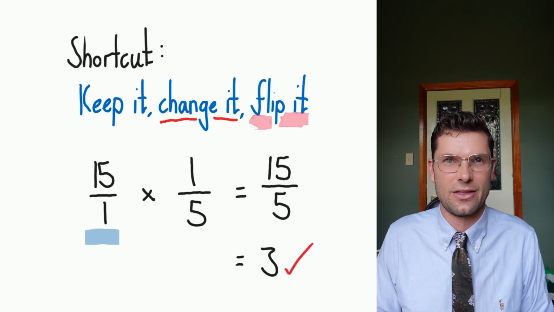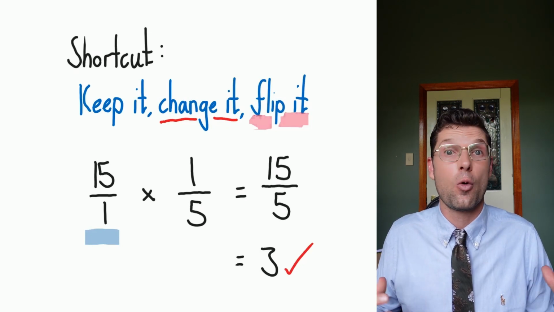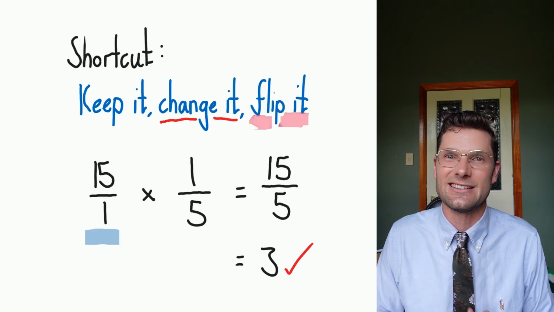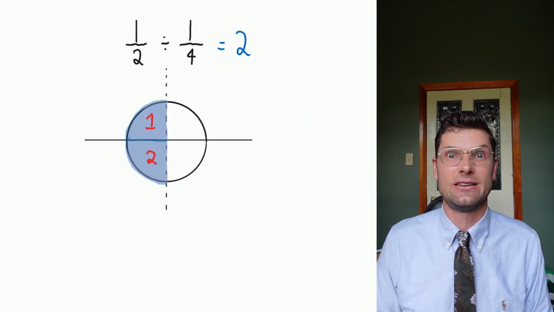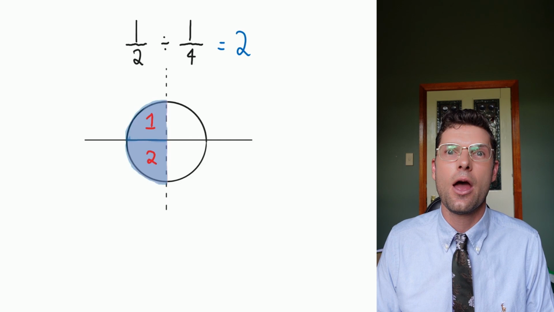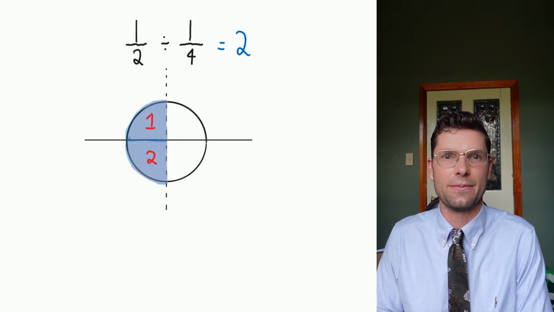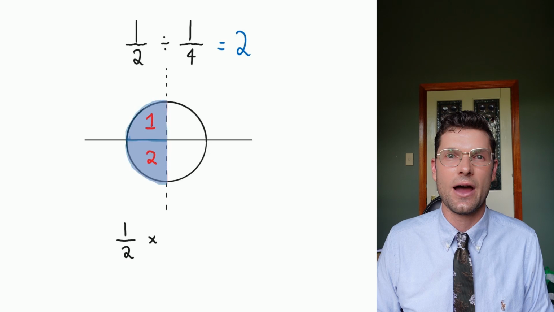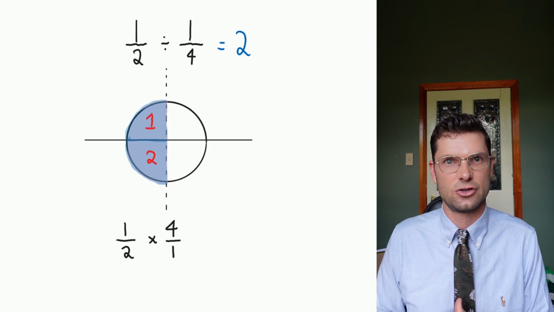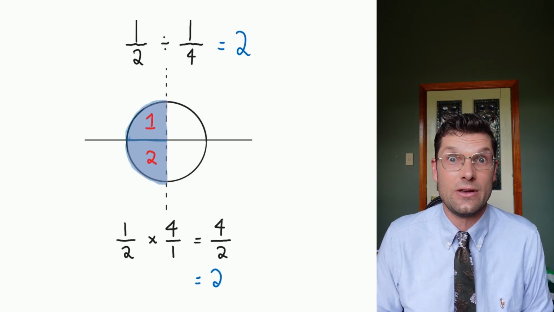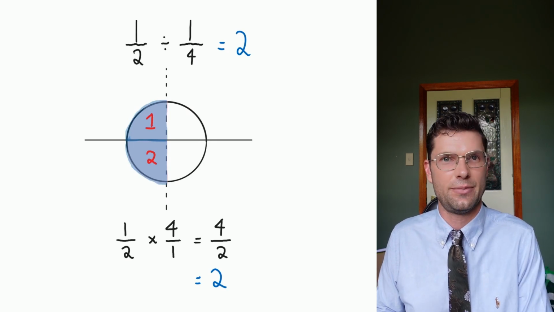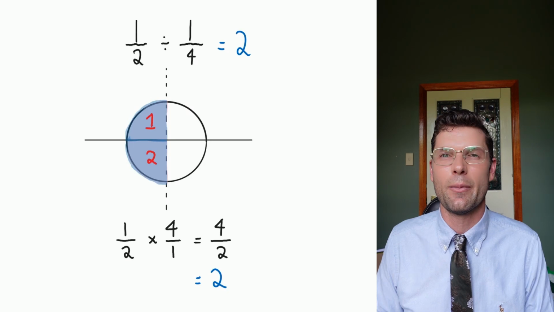I already knew the answer was going to be 3, but this idea of keep it, change it, flip it works every time, and using these whole numbers is a good way to illustrate this point, because we already knew what the answer was going to be. And this also worked for the examples we did with the pizza. If I had a half divided by a quarter, I already know the answer is 2, we've worked that out, but we're going to see this using this keep it, change it, flip it. So I'm going to keep the half exactly, turn the divide into a times, and then go 4 over 1 instead of 1 over 4. This means I've got 1 times 4 and 2 times 1, 4 over 2. 4 over 2 is 2, so I got the answer I was expecting using this method of keep it, change it, flip it. That's the big takeaway from this lesson. If you remember that, you're going to be sweet.